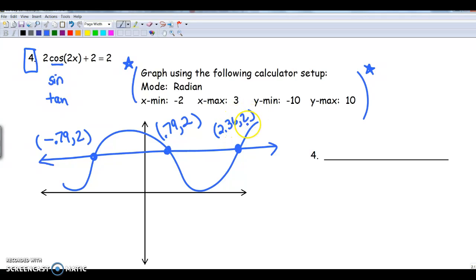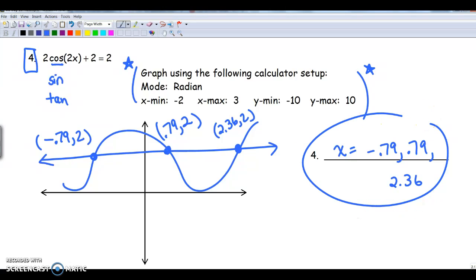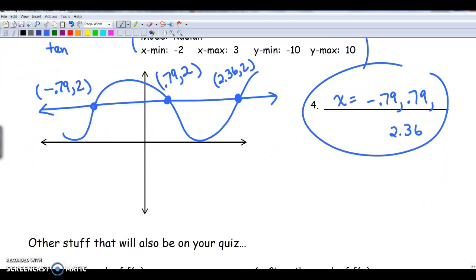And then on the line, the only numbers we're interested in are the x's. So -0.79, 0.79, and 2.36. All right, so that's how that works.